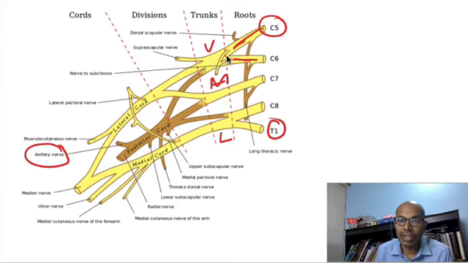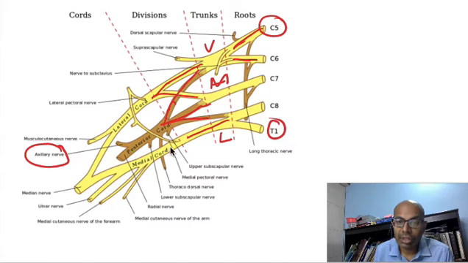And all the posterior divisions combine to form the posterior cord. Why is it called the posterior cord? Because it is posterior to the axillary artery. The anterior divisions of the upper and the middle trunk combine to form the lateral cord, and the anterior division of the lower trunk continues as the medial cord.